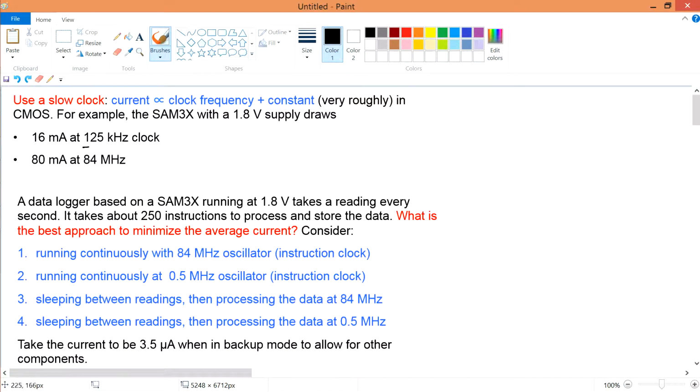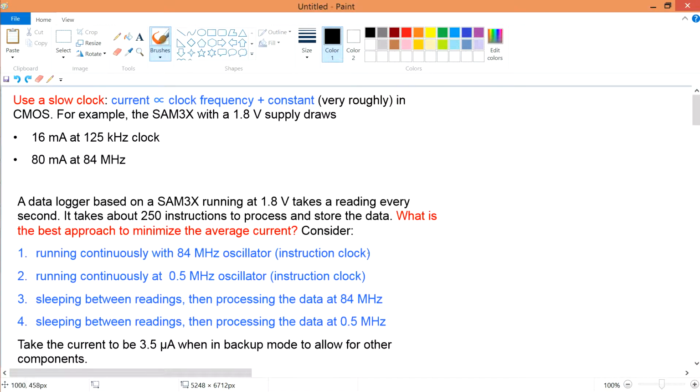If you use this frequency, you will have this amount of current. If you use a higher frequency, you have a larger current required. So we want to find a way to minimize the average current. Take note that we are already using a slow clock in our SEM3X. We are trying to improve further and also prove to you that sleep is a good strategy to help you decrease your current consumption.